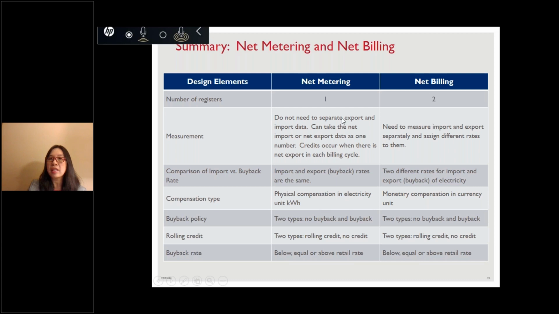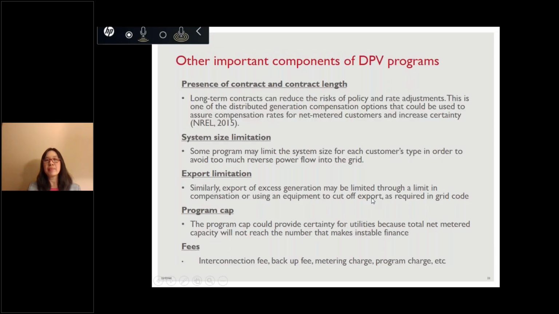Then again, net metering, the compensation is in physical energy unit, whereas in net billing is in monetary unit. And the buyback policy, the rolling credits and the buyback rates are different depending on how you would design the scheme. And in compensation mechanism schemes, there are other details that will affect how well it helps expand the market.